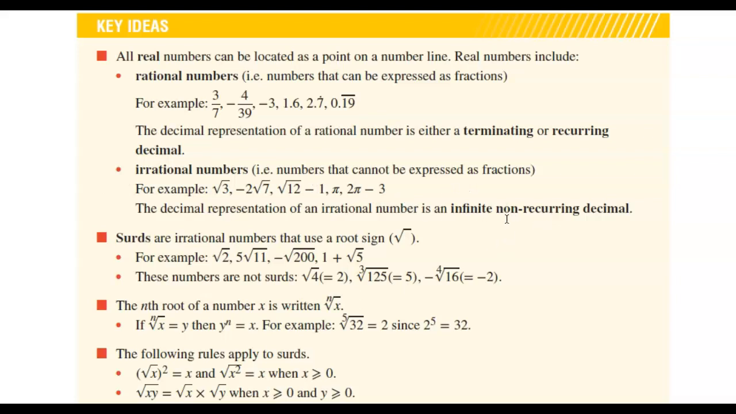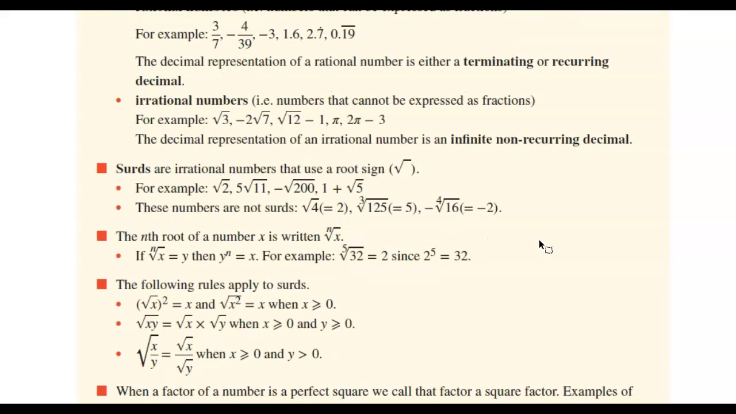And non-recurring means that, so like 1/3, if we were to represent it as a decimal, it would be 0.33333. So that means it's recurring. So it can't be a non-recurring decimal. So that just means there's no pattern to it. Surds are irrational numbers that use a root sign, so this square root sign, and there's a few examples there.